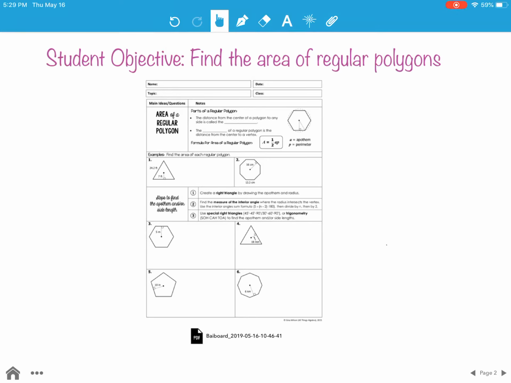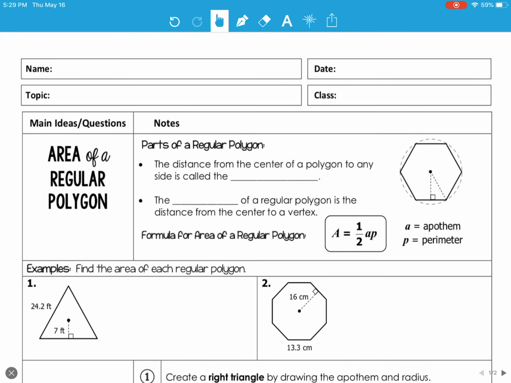All right, ladies and gents, so today we are going to talk about finding the area of regular polygons. So if you remember back to when we first started talking about polygons, regular ones have the same sides, so all the sides are going to be congruent, and all of the angles are going to be congruent.